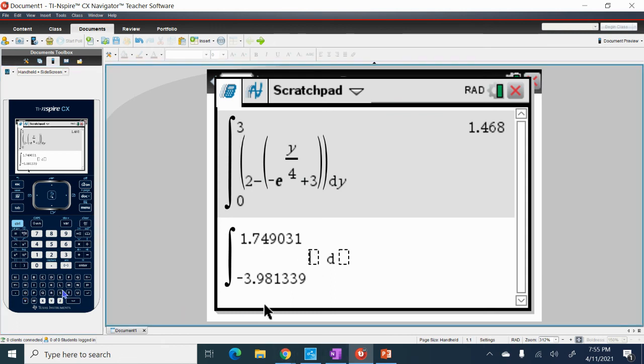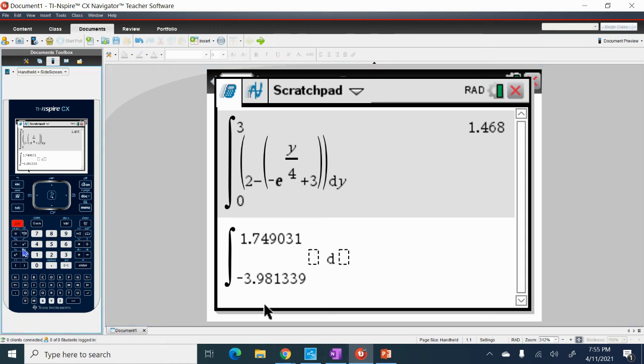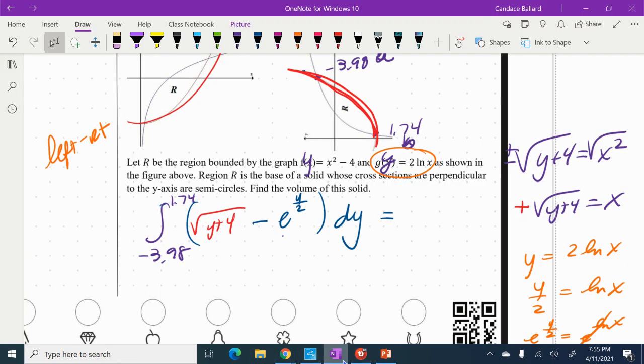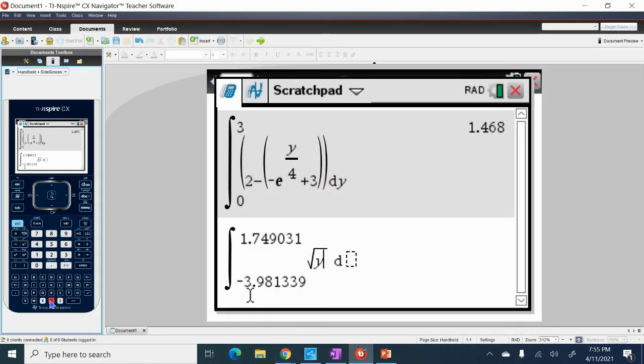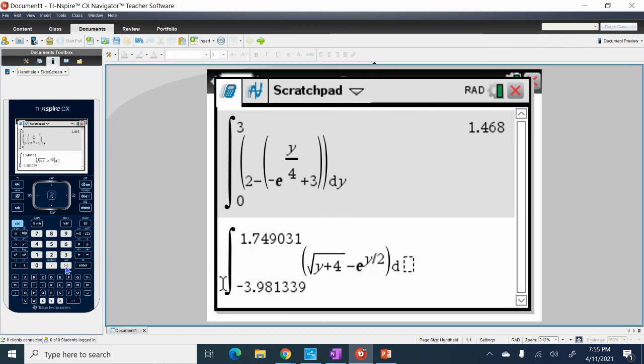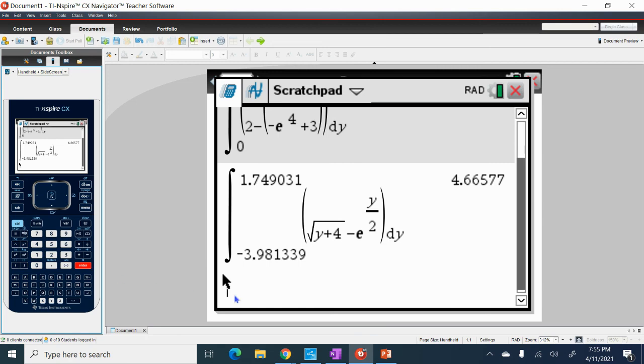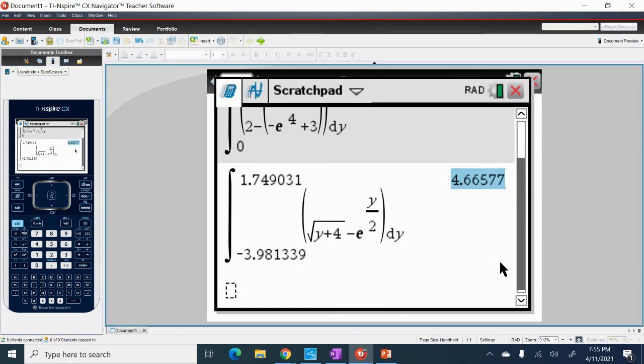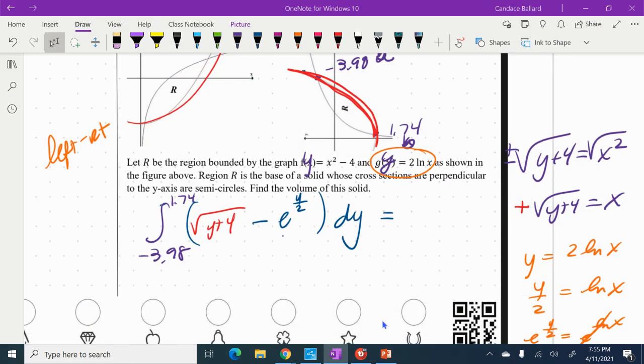And then I'm going to actually just type in my function. So it was the square root of y plus 4, and then it's going to be minus e to the y divided by 2. So y divided by 2. And then make sure you use a dy. And hit enter. We get 4.66577. There you go.